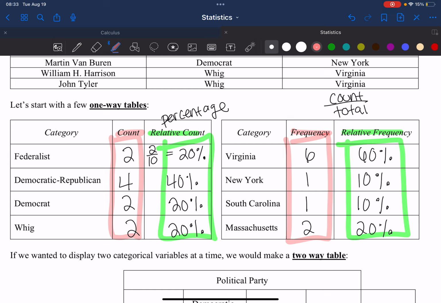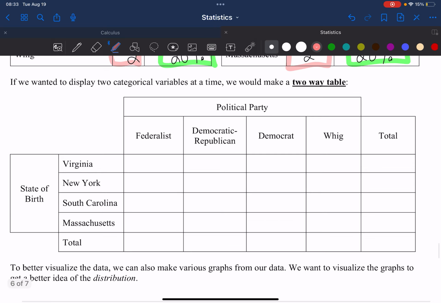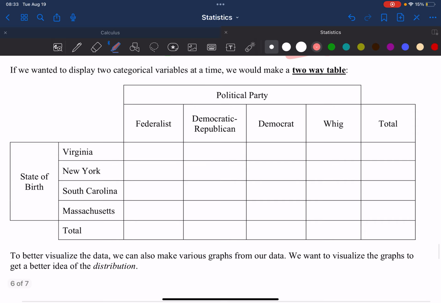But one-way tables are tedious. Do you really want to create a table for every single variable that is in your study? No. Instead, we could create what is called a two-way table, and this helps us visualize the data a little easier. So how you fill out a two-way table is you look at the column and the row.